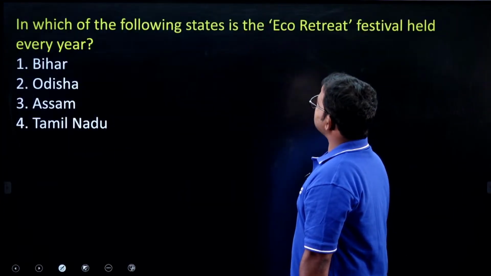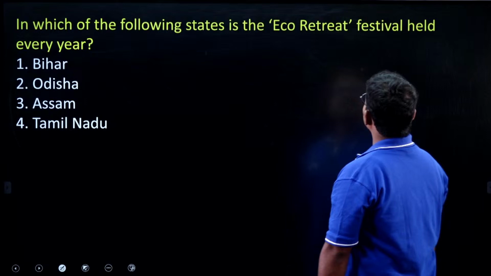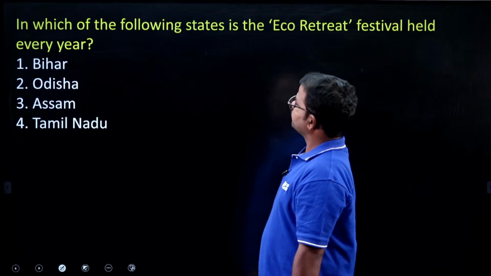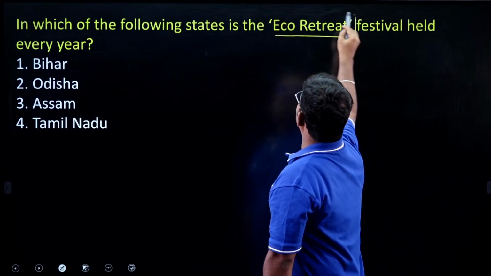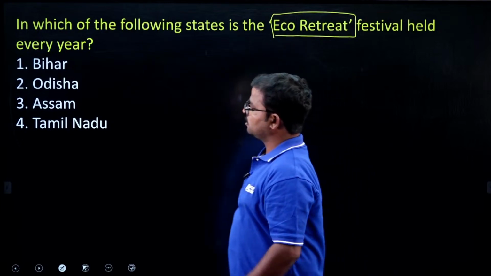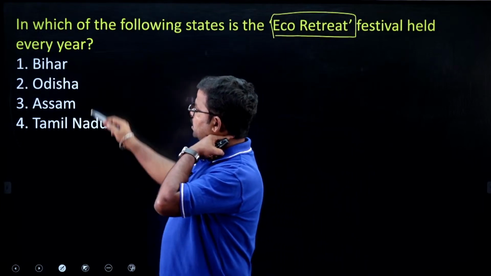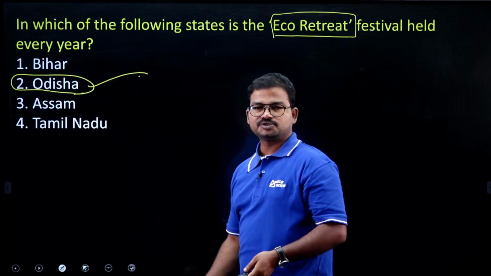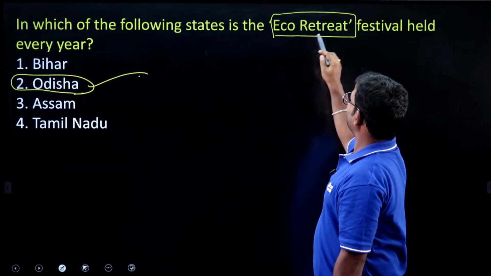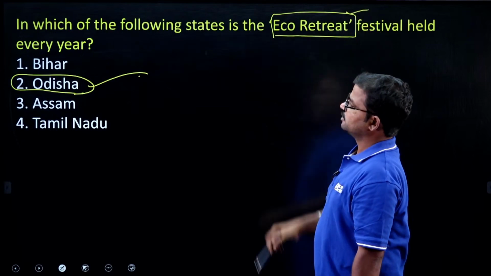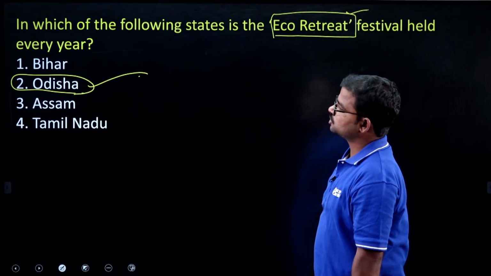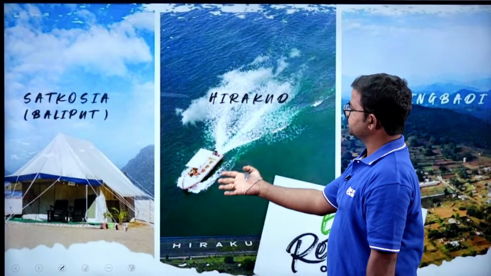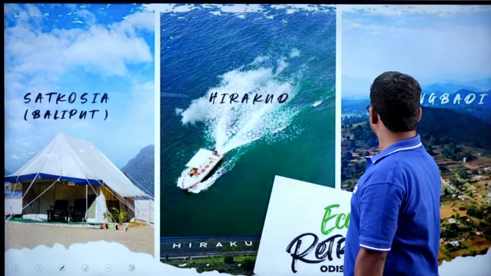In which of the following states is the Eco Retreat festival held every year? In which location is the Eco Retreat festival mostly observed? Option 2, Odisha. In the locality of Odisha we observe the Eco Retreat festival every year. That's why we have to consider option 2. Here it is, completely eco retreat.